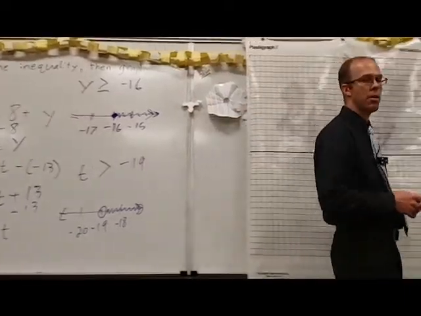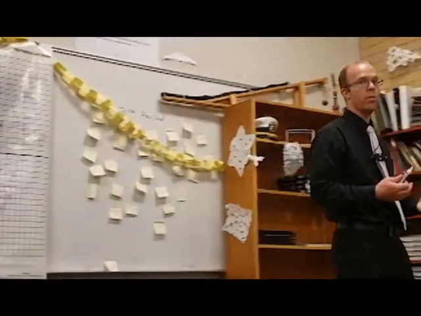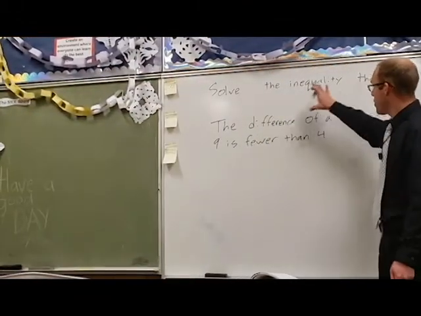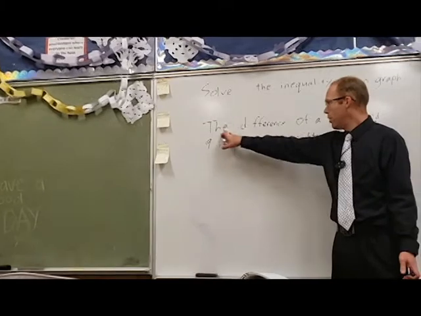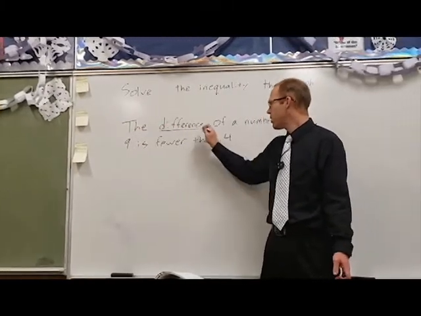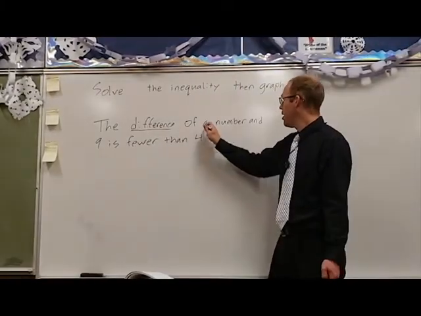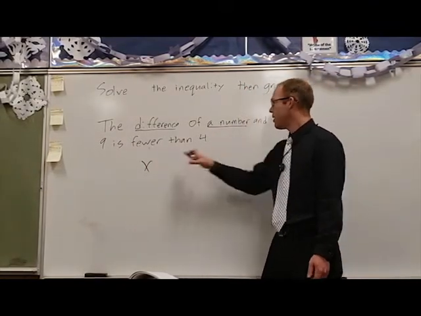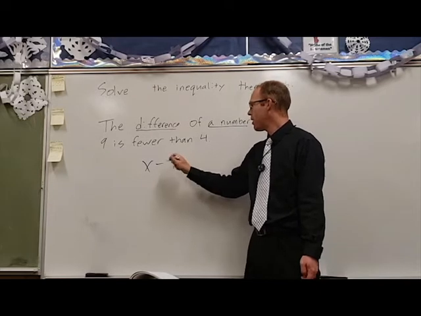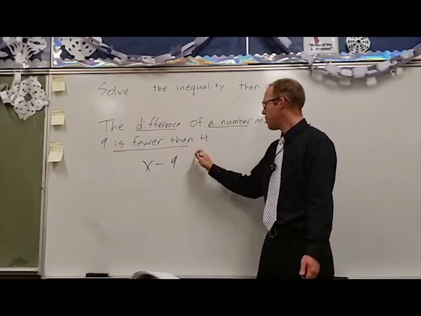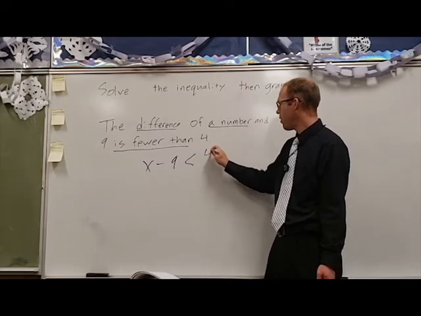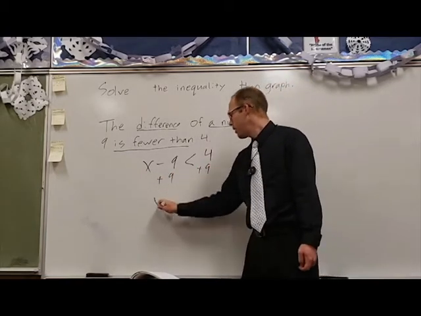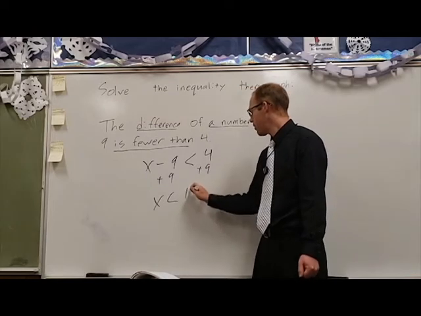Our last example, we're going to take a sentence and we're going to create an inequality like we did in our last video. So we're going to solve this inequality once we've written it. The difference, okay, difference means subtraction. What are we subtracting? A number which we don't know. I'm going to just call that x. And 9, so we do x minus 9 is fewer than, that means less than, and then 4 over on this side. So we add 9 to eliminate that. We get x is less than 13.